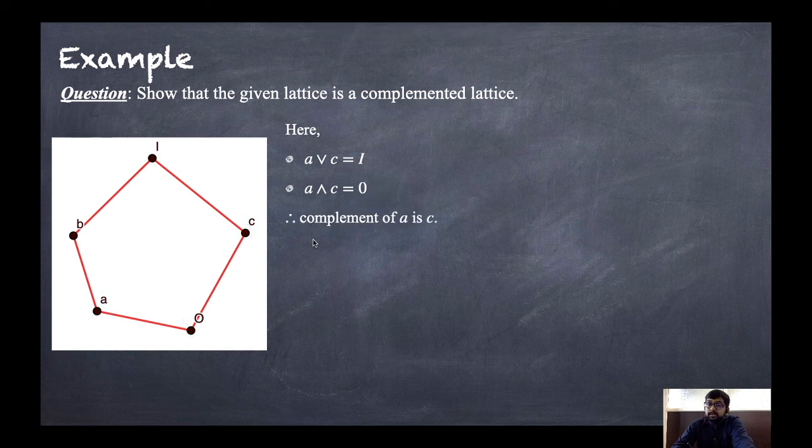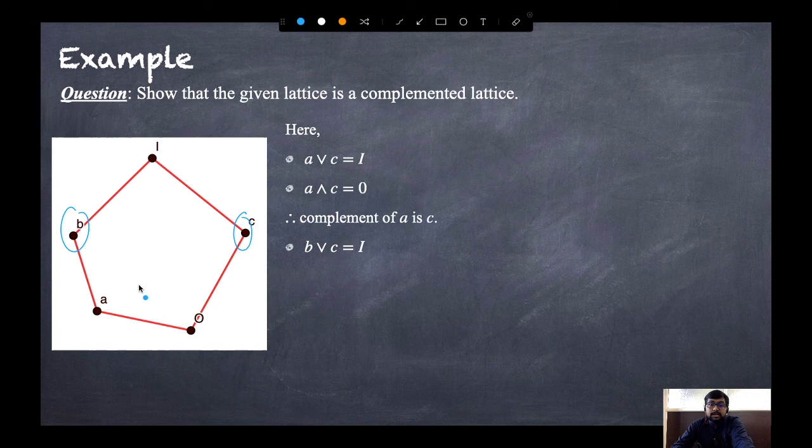So that means it has a complement. Why? Because it has the greatest element and also the least element, and this satisfies the condition. So the complement of A is C. Now in the same way, let us take B. Now you can see B and C. The least upper bound of B and C will be I. So this is I.